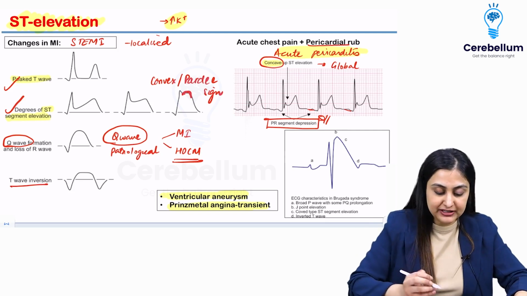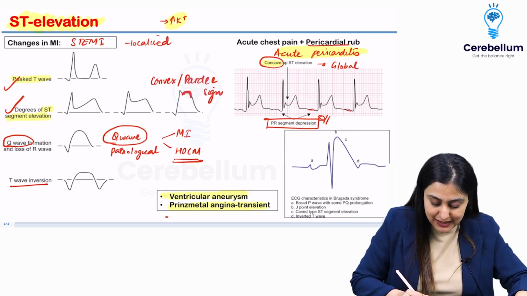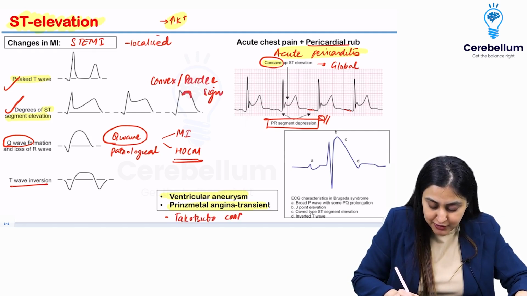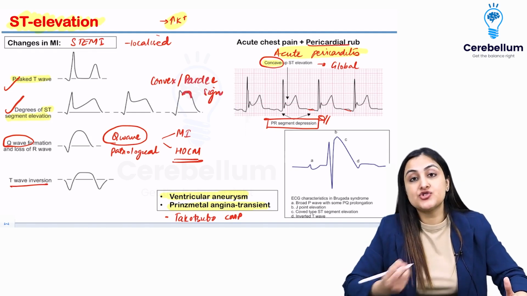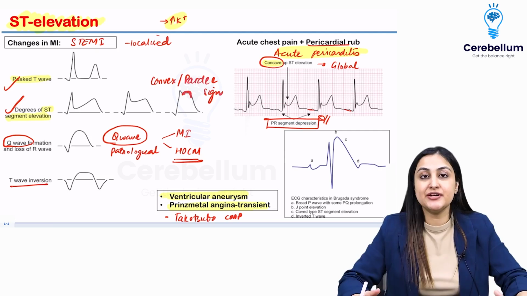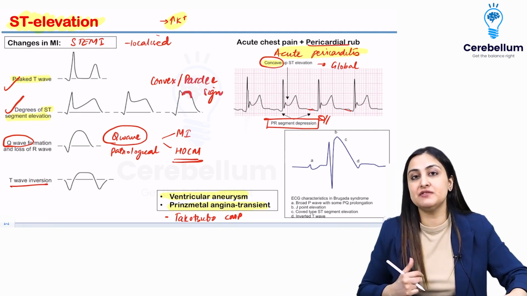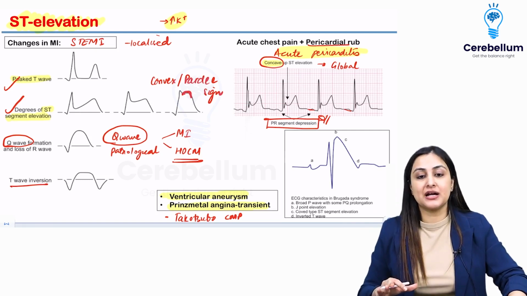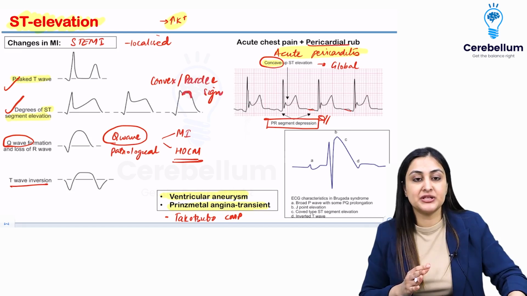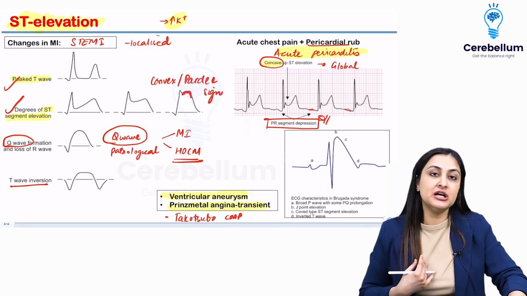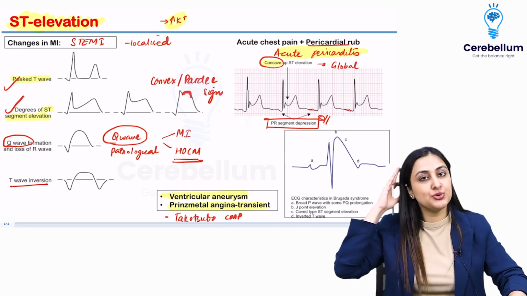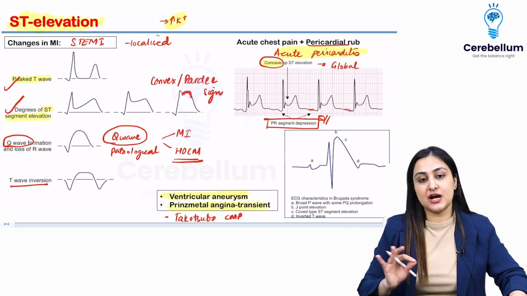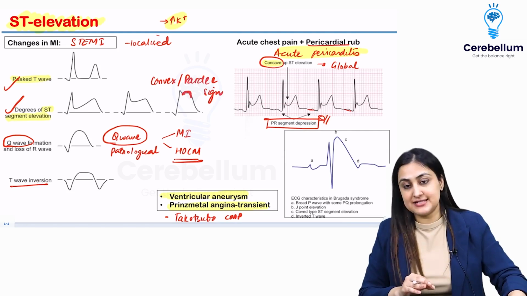Okay, so this is important. In fact, one more differential I want to add here is Takotsubo cardiomyopathy. So Takotsubo cardiomyopathy is again a condition which can mimic STEMI. It can have ST elevation. In fact, it can also have troponin levels which are elevated. Okay, but when you do the angiography, there is no plaque here. So this is stress cardiomyopathy because of epinephrine adrenaline rush, and I'm going to show you the angiographic findings. So this is Takotsubo, which can also have ST elevation.